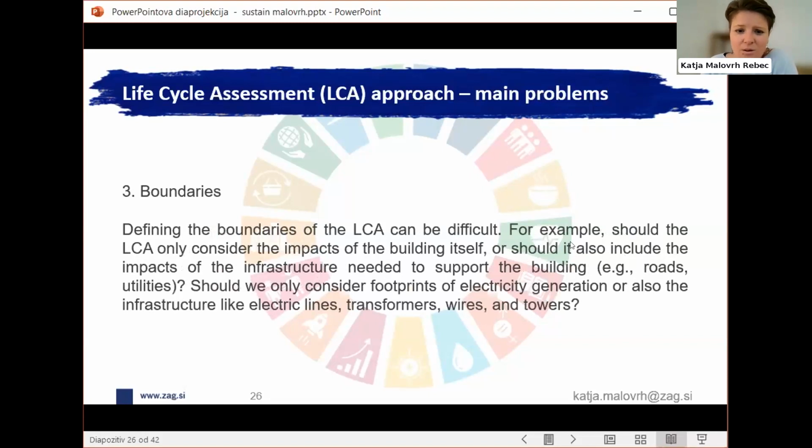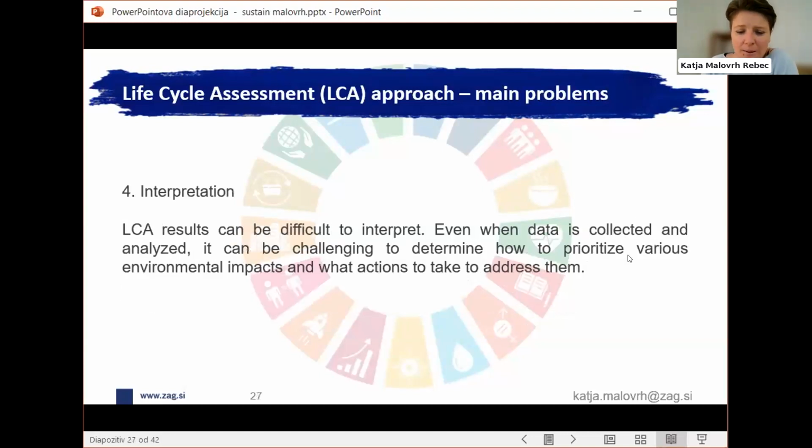Then the boundaries, so for example, what to include and what not to include in the assessment. With buildings, how do we include the infrastructure needed? Or, for example, the famous thing about the electricity footprint, the kilowatt hour footprint in countries: should we also include infrastructure like electric lines, transformers, wires, and towers?